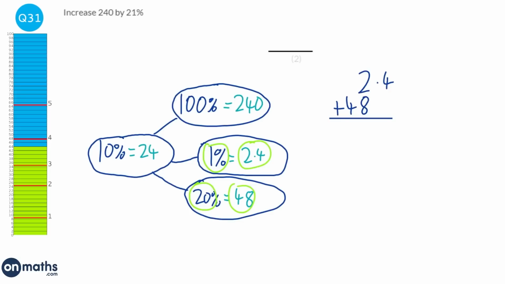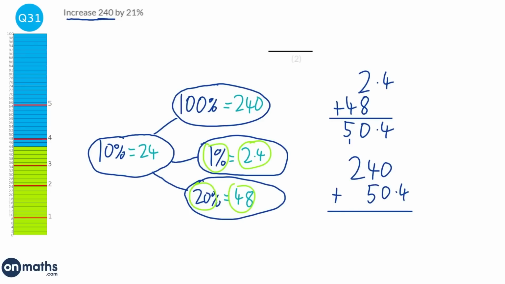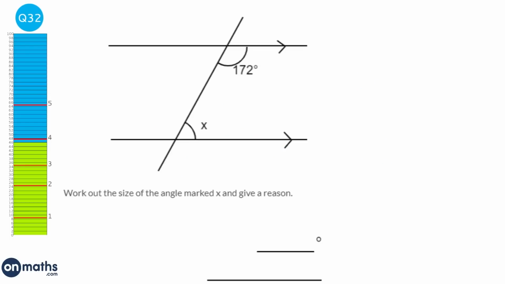Probably don't need to do this formally. Probably do this in our heads. So 50.4, but it says to increase 240 by that amount. So we need to get 240, we need to add the 50.4. Probably, again, don't need to show the working out for this, we can do this in our heads, but it's a bit easier to see what we're doing. So the answer would be 290.4.